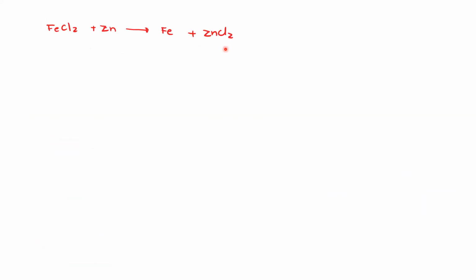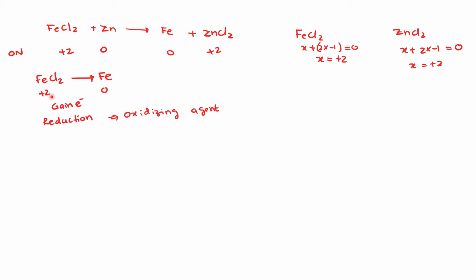Let's look at this redox reaction. Let's find out the oxidation numbers first. Zinc and iron are in their elemental states and they have 0 oxidation numbers. Iron has +2 oxidation number, zinc has +2 oxidation number. Ferrous chloride turns to iron. +2 to 0 means gain of electrons, means reduction. Zinc to zinc chloride, 0 to +2, means loss of electrons, means oxidation.